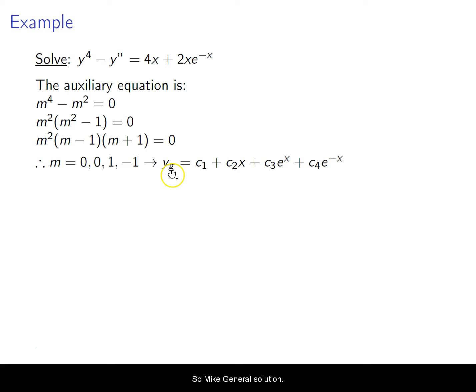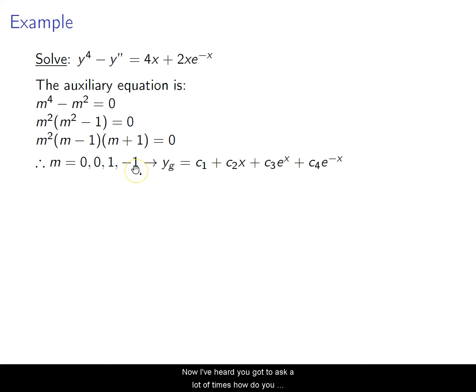So my general solution will have this form, right? The first 0 gives me the constant. The next 0 means I multiply it by another x, because that keeps them from being linearly dependent. It keeps it linearly independent, right? They're not multiples of each other now. I got a 1, so I have c3 e to the x, and I have a negative 1, which is c4 e to the negative x. So this is my general solution, right? This is the solution to the homogeneous equation.